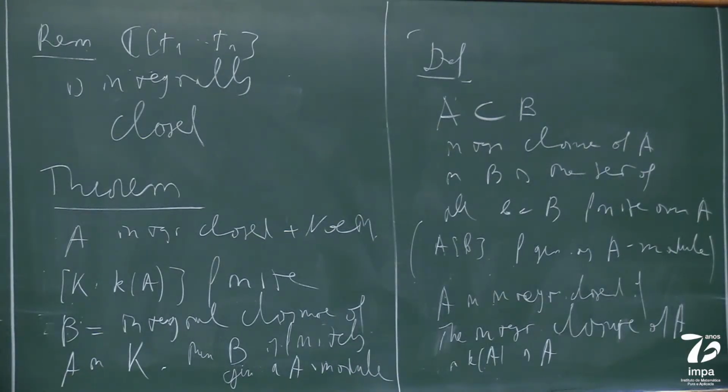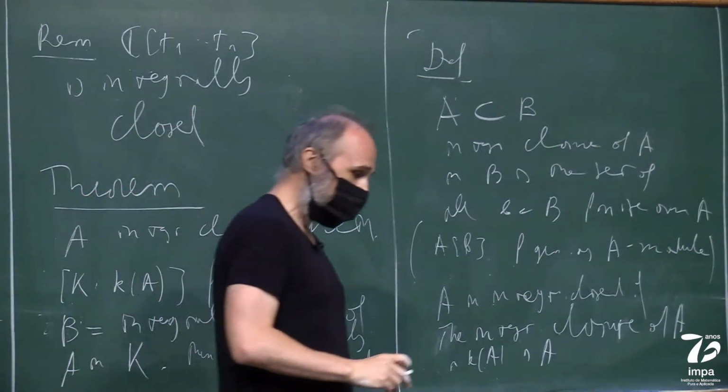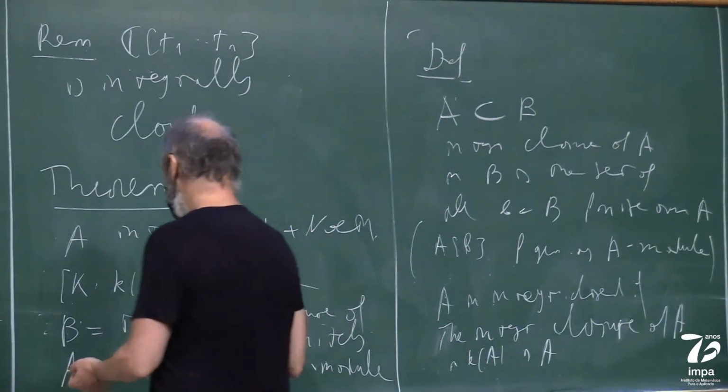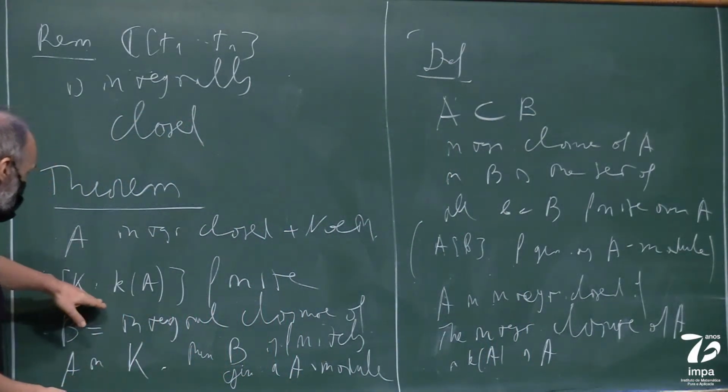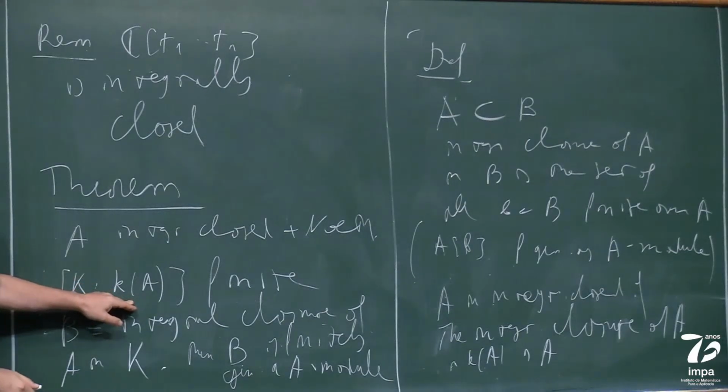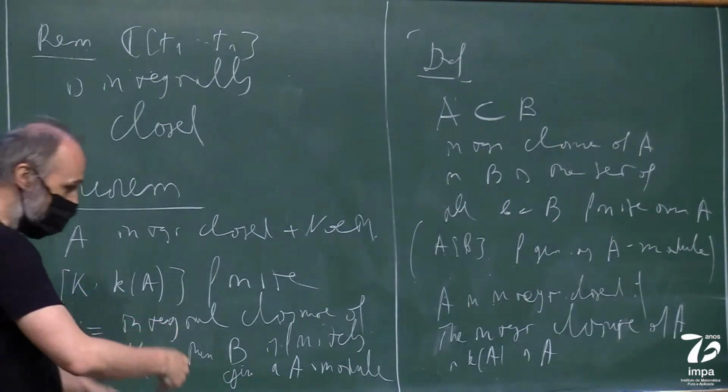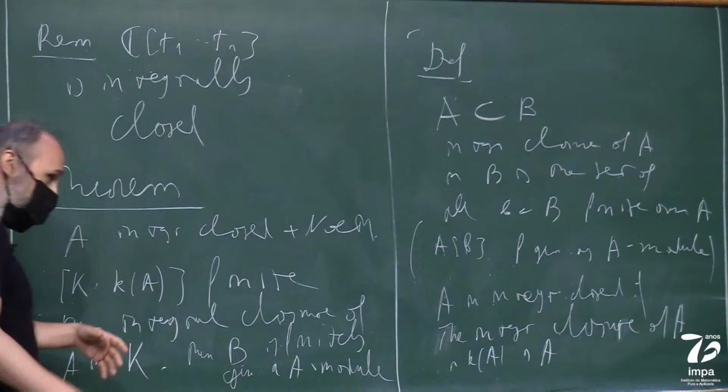So the argument was that you have a subring of B with the same fraction field. You just choose a basis of B over K small of A, and you generate a subring in B from this basis.